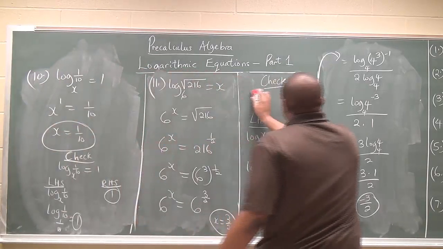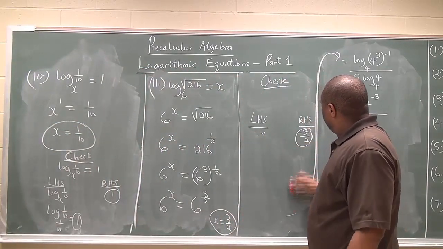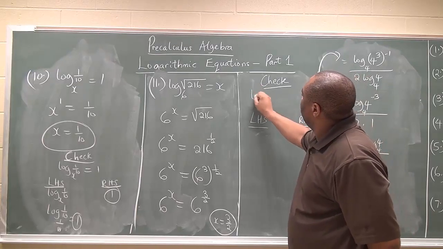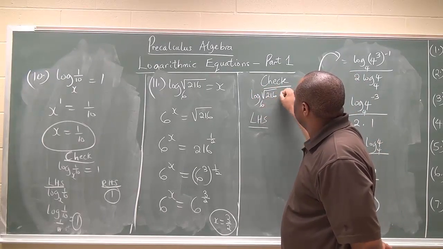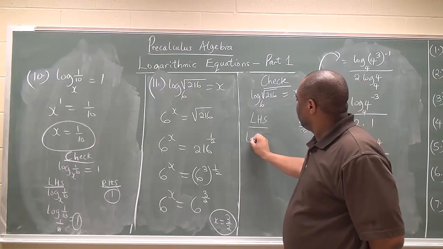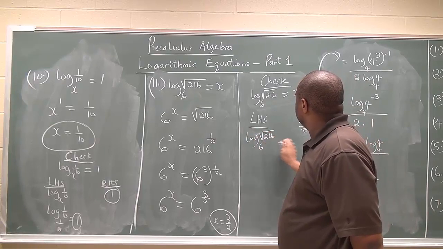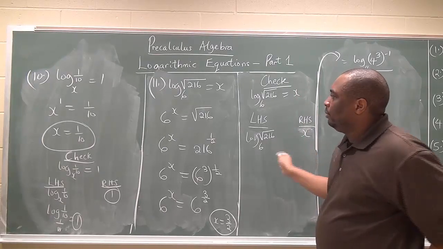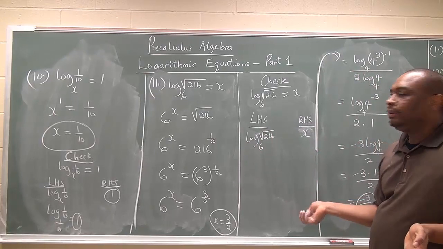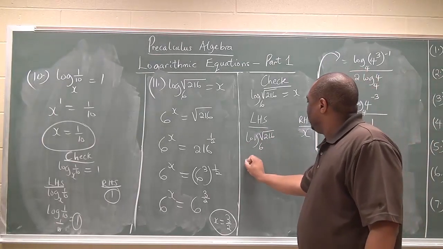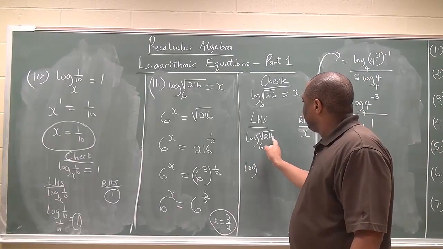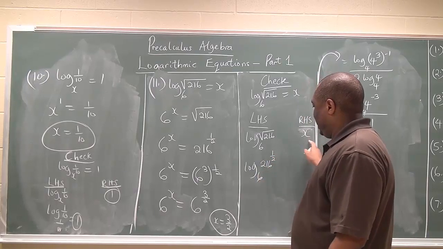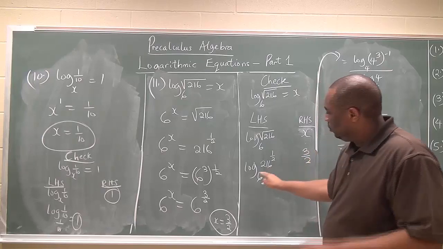Can we check this? Of course, we can check it. So the check: we have log base 6 of the square root of 216 is x. Left-hand side is log base 6 of the square root of 216, right-hand side is x. If you look at this now, we've got to do some more work here. The square root of 216 is 216 exponent 1 half, base 6, and x is 3 over 2.